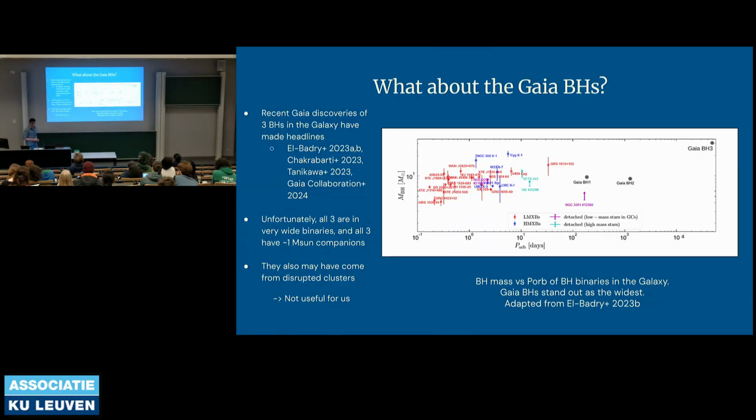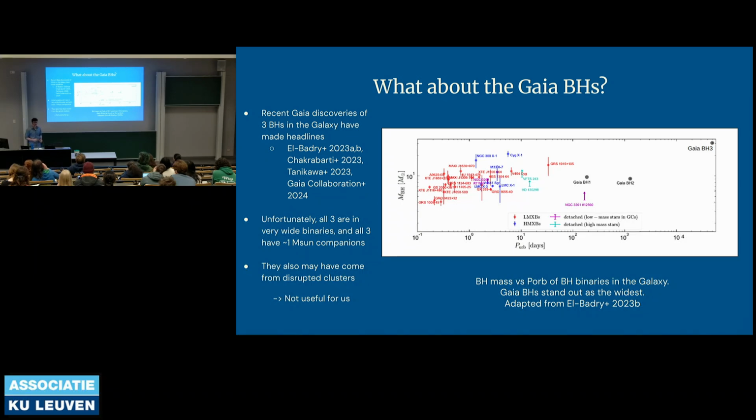What about the Gaia black holes? Many people here are probably familiar with the 3 Gaia black holes that have been announced in recent years. They've made a lot of headlines, primarily discovered by Karim El-Badri. Unfortunately, all 3 are in very wide binaries. So this plot, which has been adapted from Karim's paper, shows many different black hole binaries in the galaxy, many of which are X-ray binaries, in terms of the mass of the black hole versus the orbital period. And you can see that the Gaia black holes are all at the widest periods that we see. The shortest one is only 100 days.